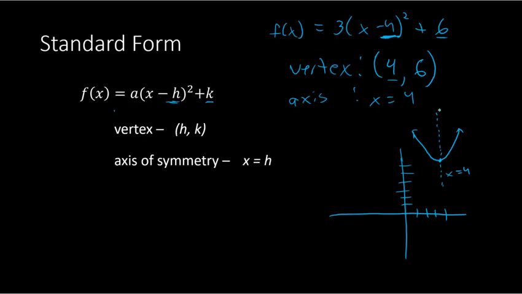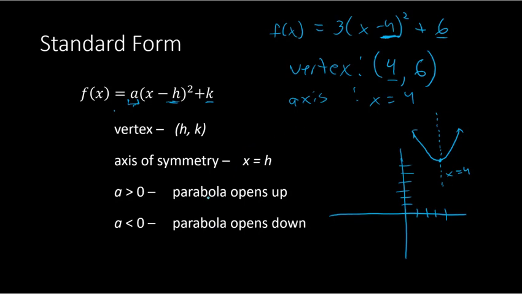Now, one more thing we can also tell from standard form is with this number in the front. Okay, if it's greater than 0, so if it's positive, that means the parabola is going to open up. If it's less than 0, so if it's negative, the parabola is going to open down. So that's how I knew it was going to be facing up, because this number in the front of the function that we gave you is a positive number. So it's facing up like this. So you can sketch very quickly the graph of the parabola when it's in standard form like this.